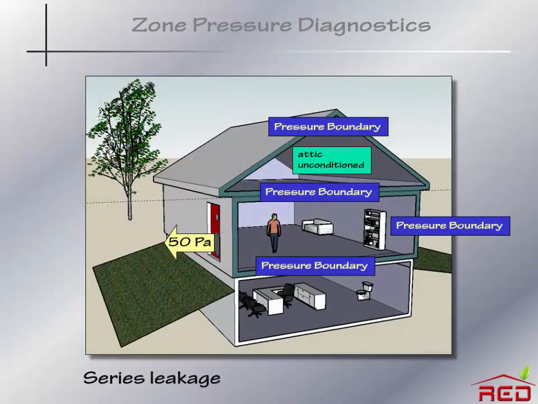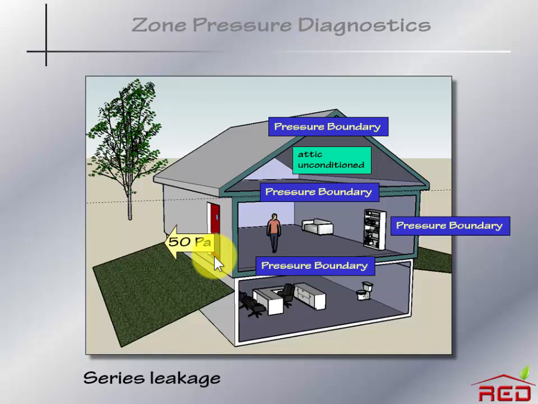Here is a house that shows many pressure boundaries. They are labeled. Notice that there is a blower door operating, depressurizing the house to a level of 50 pascals. And as you know, if we do that, it's possible to find the whole house leakage area. What zone pressure diagnostics does for us is gives us more detailed information about a particular zone.